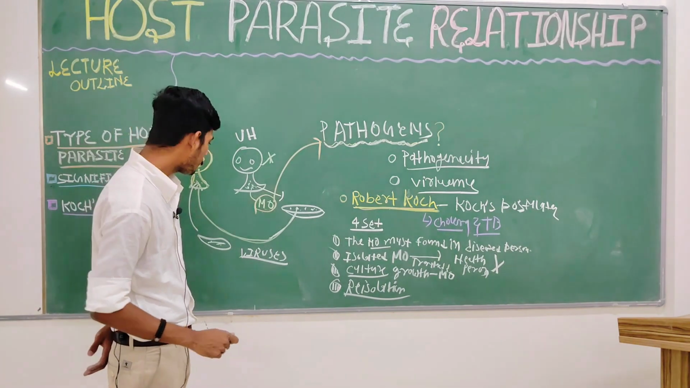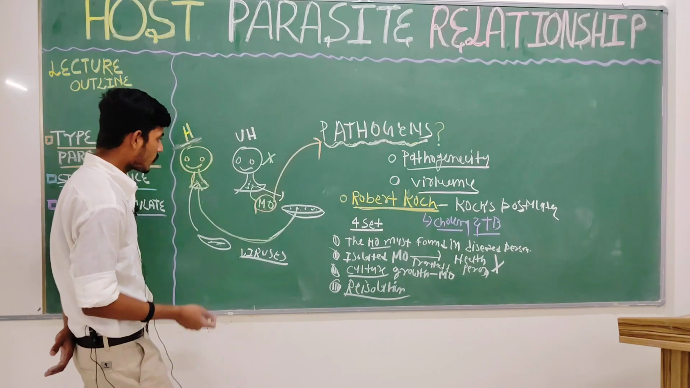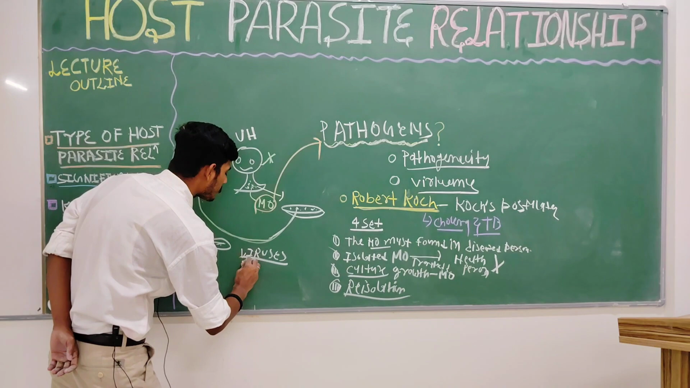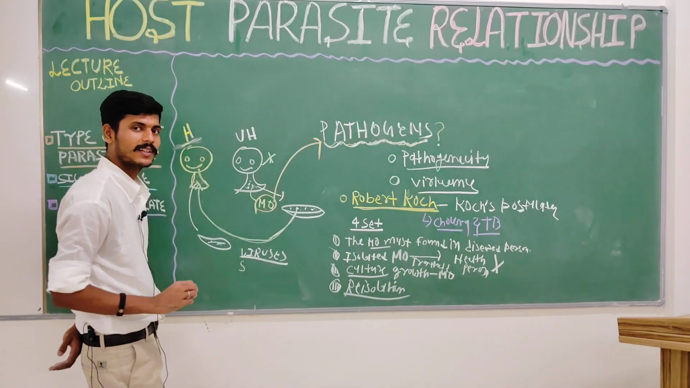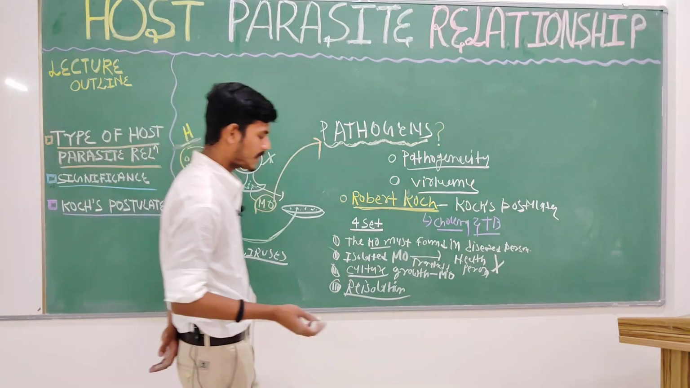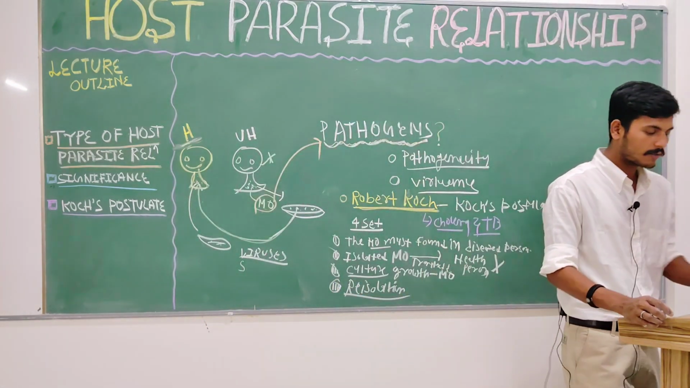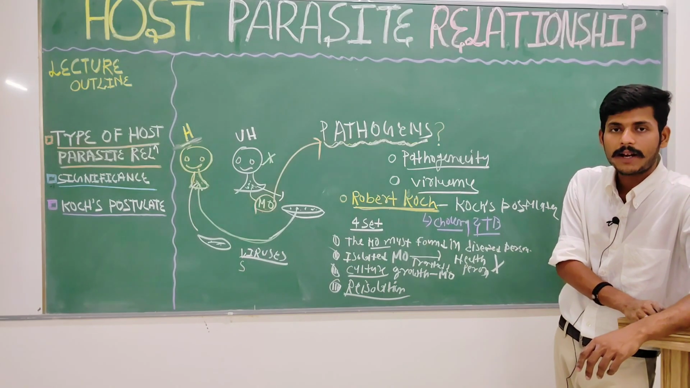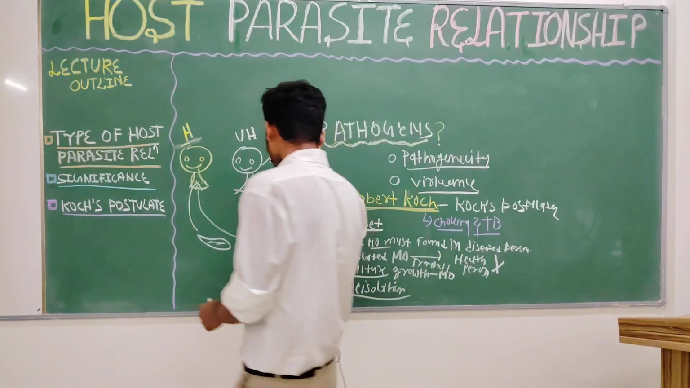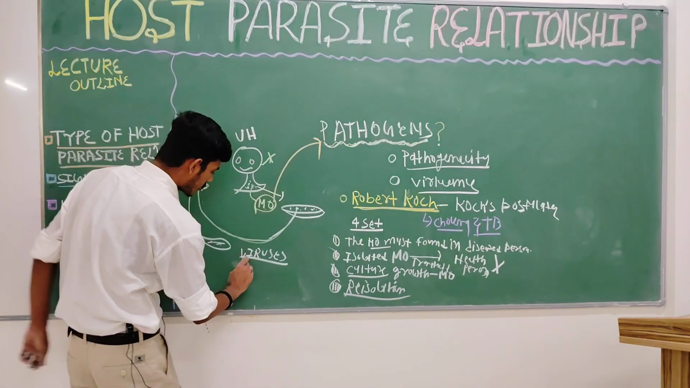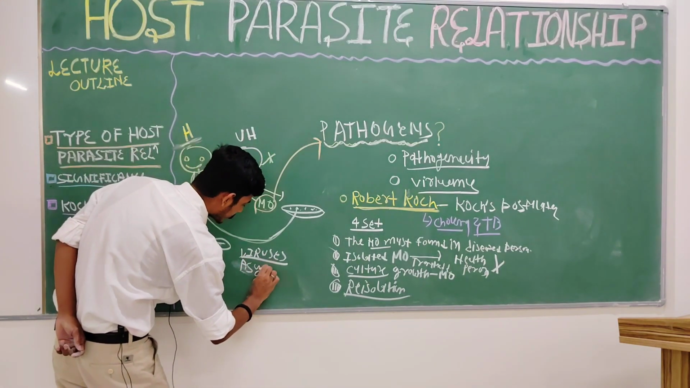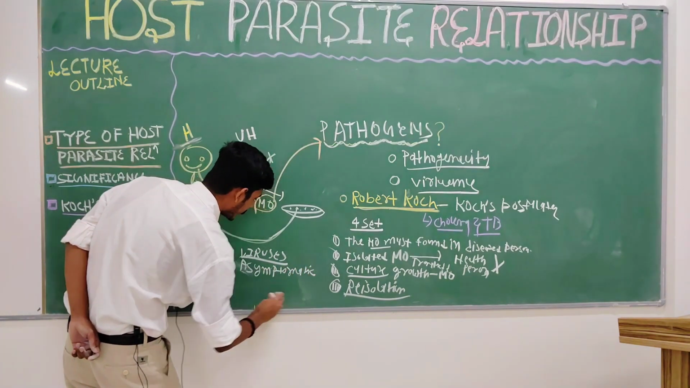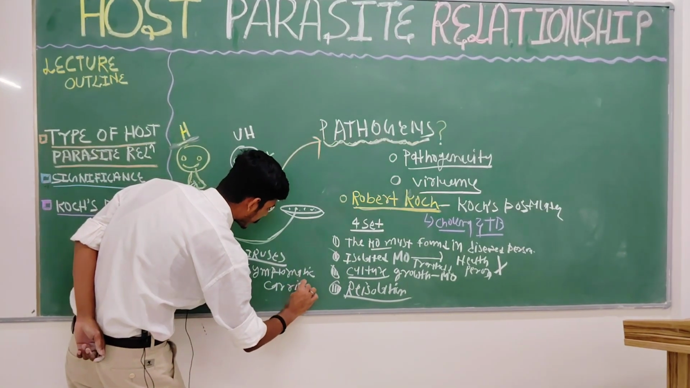Got the points? Yeah. And if we talk about causing disease or some signs and symptoms, you know that some organisms are so silent that they don't exhibit any signs and symptoms. They don't exhibit any kind of signs and symptoms. We call those organisms asymptomatic carriers.